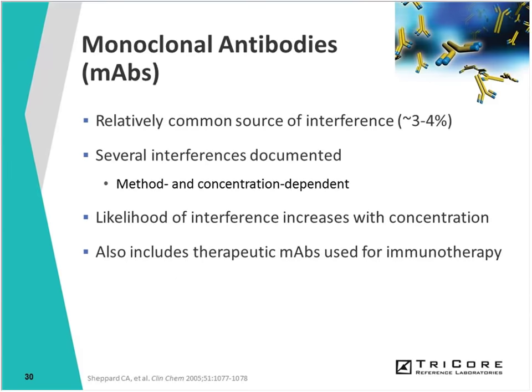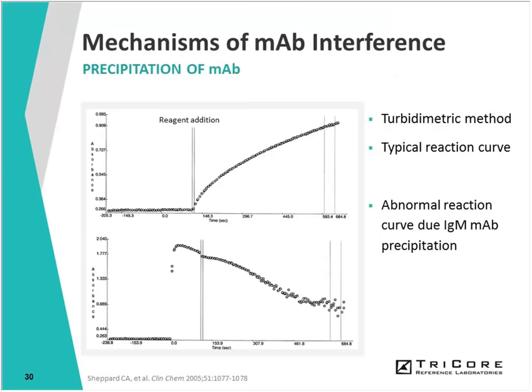So moving on to a different type of interference, monoclonal antibodies. Monoclonal antibodies are a rather common source of interference, and several types of interferences have been described in the literature. Importantly, these interferences are dependent on both the analytical method and the concentration of the monoclonal antibody, with the likelihood of interference increasing with the concentration of the antibody. This type of interference includes both endogenous monoclonals as well as those that are being used now in immunotherapies.